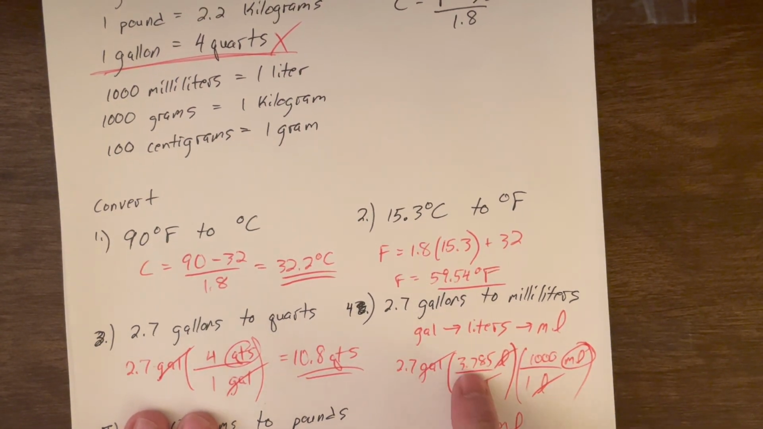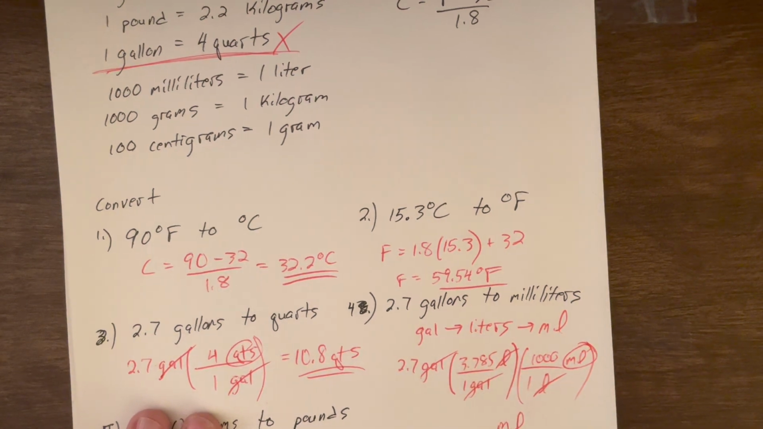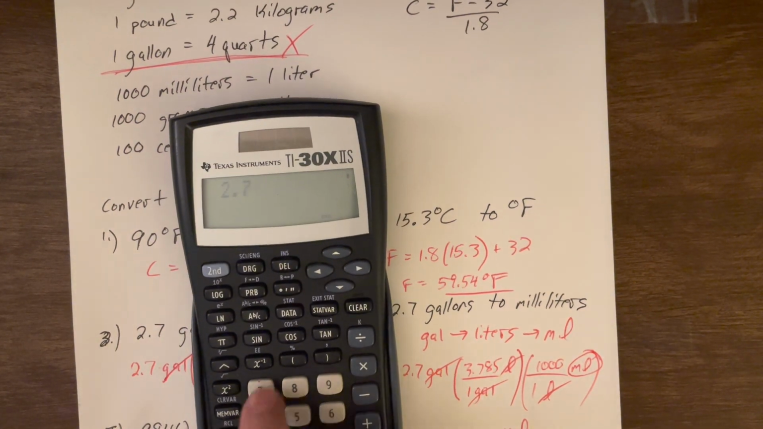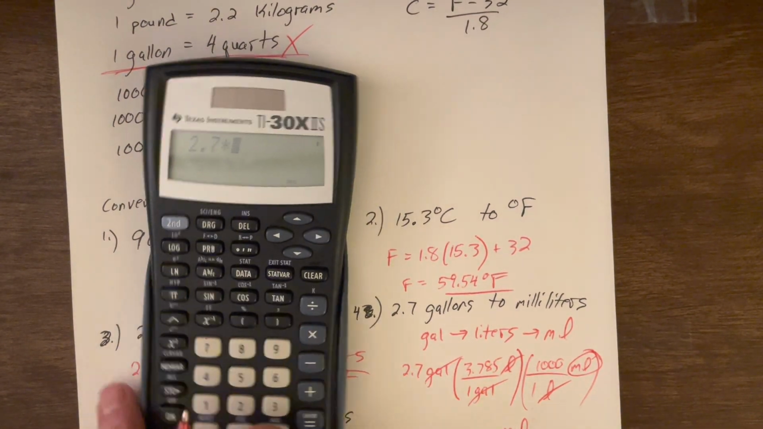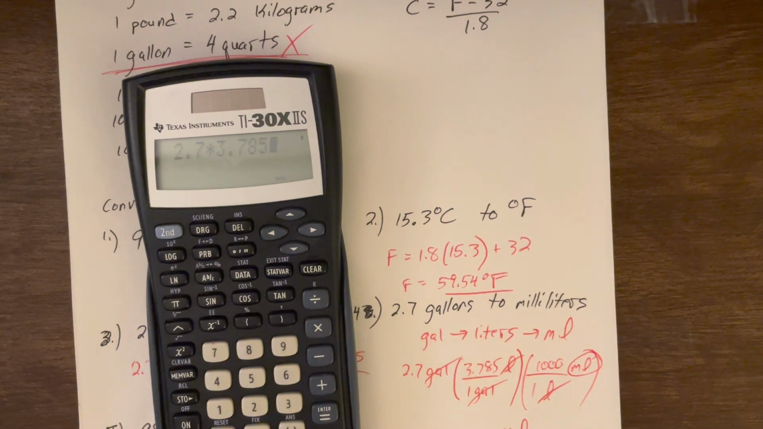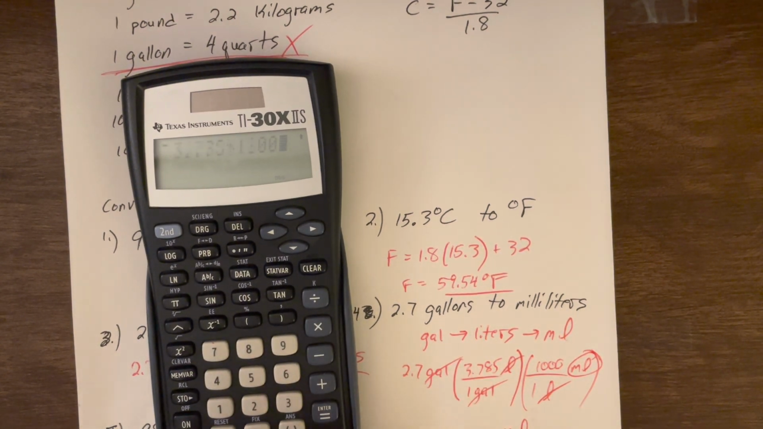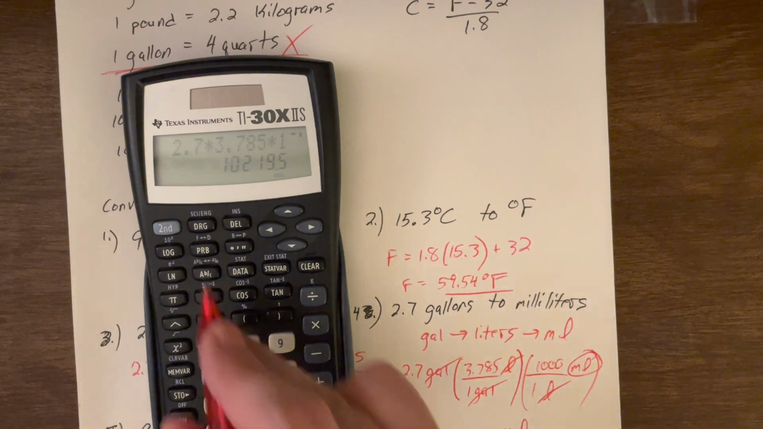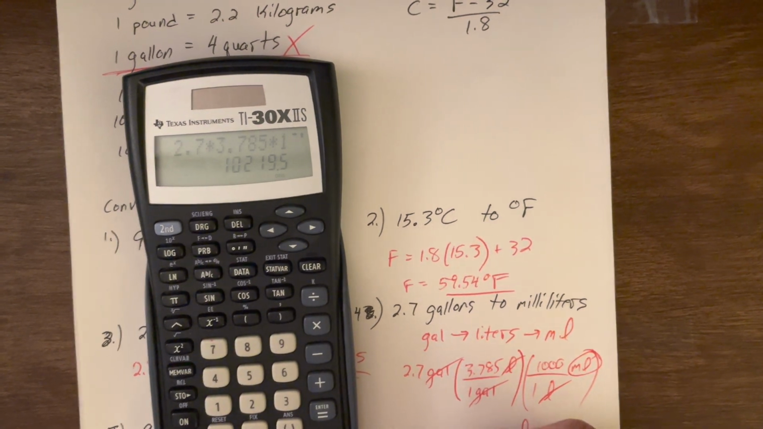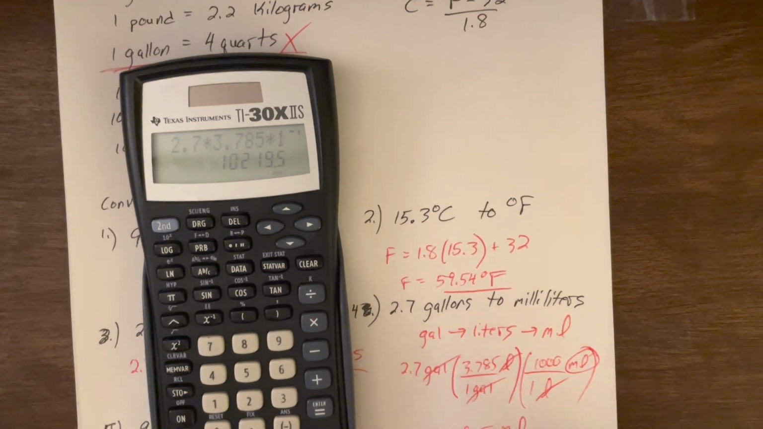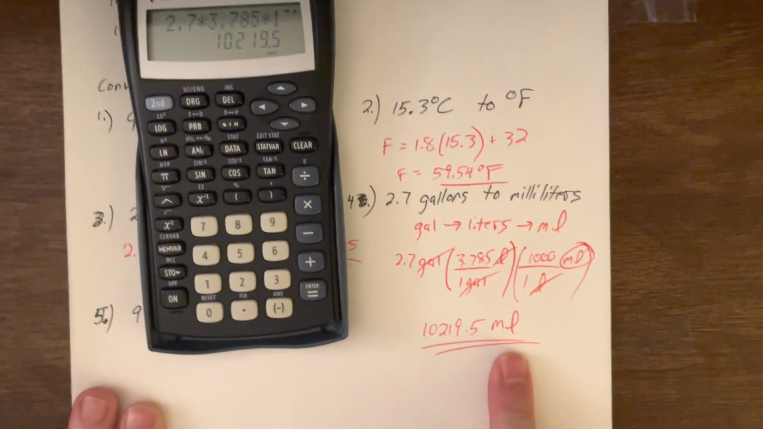Arithmetically speaking, once again, now it's 2 multiplications. 2.7 times 3.785 times 1,000. We get 10,219.5 milliliters.